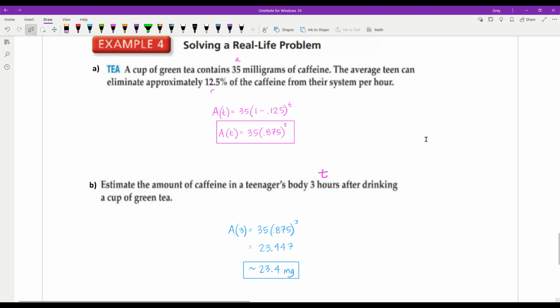So that is all I have for exponential growth and decay. I believe y'all have seen it before, so it should be a relatively easy lesson.